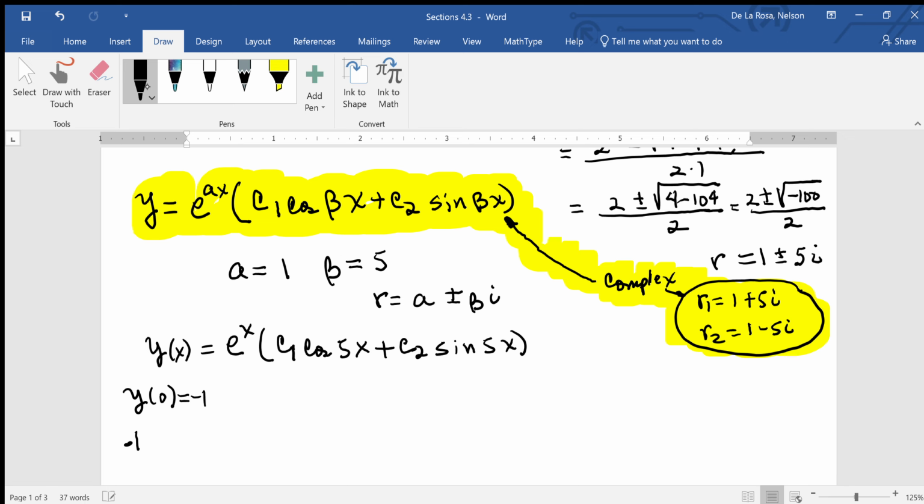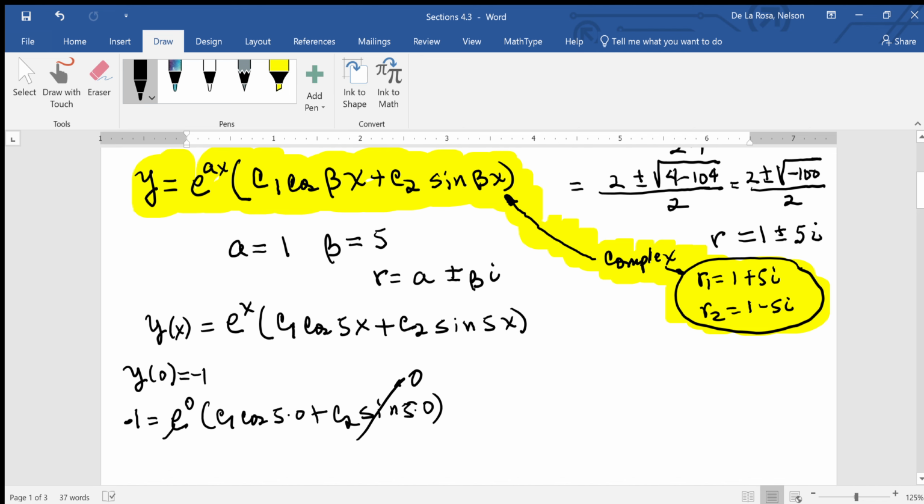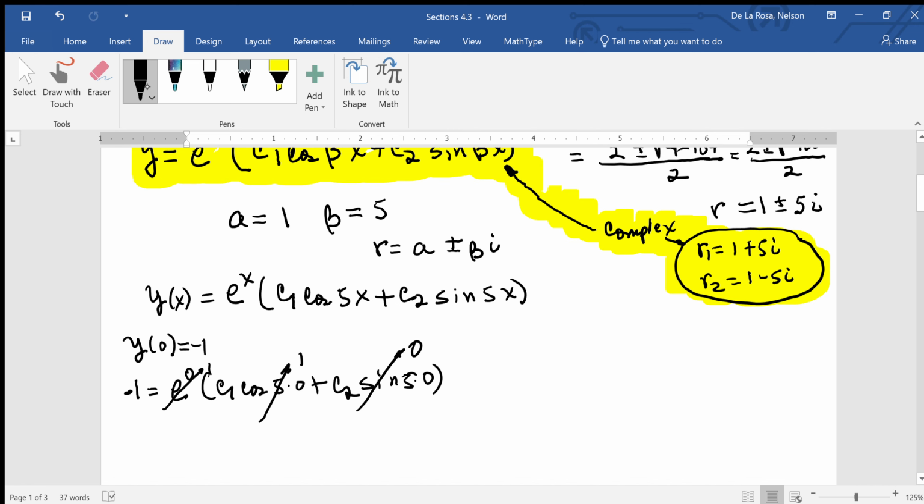So this implies that -1 equals e to the 0 power times c1 cosine of 5 times 0 plus c2 sine of 5 times 0. This is 0, and e to the 0 is 1, because anything to the 0 power is 1. Cosine of 0 is 1. So we have that c1 is equal to -1.